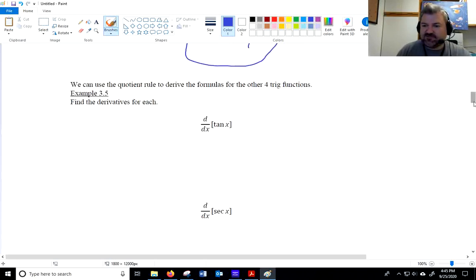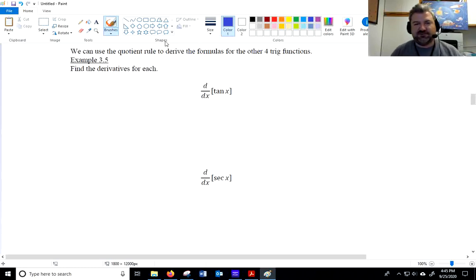All right, now that we know the quotient rule, it's time for us to find the derivatives of our 4 other trig functions. We already know cosine and sine, so let's do this. All right, the derivative of tangent x. I'm not going to go back to the limit definition. I don't have to because I can use the quotient rule. And as long as I get a quotient of things I know the derivative of, I got no problem. So the tangent is, of course, sine over cosine.